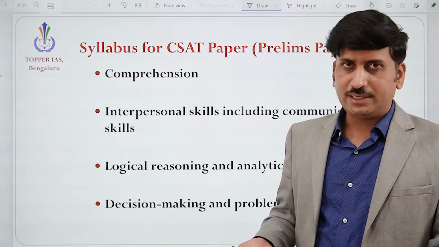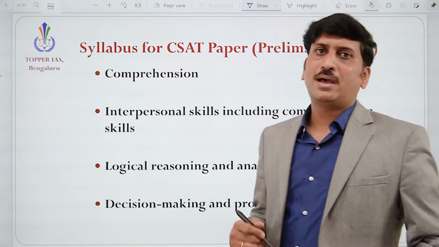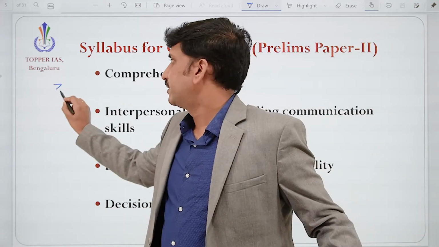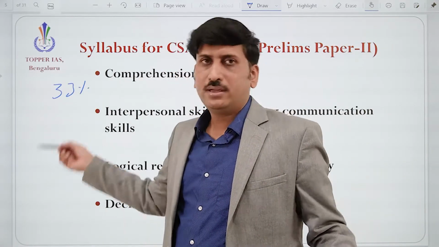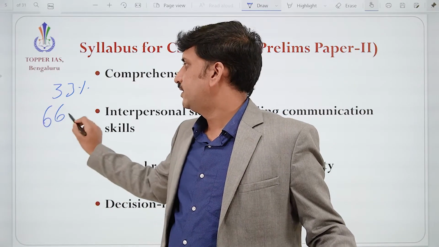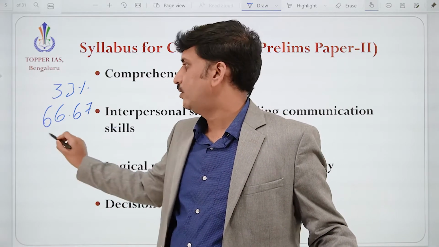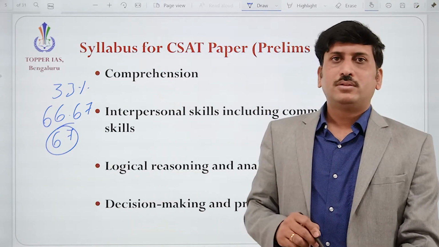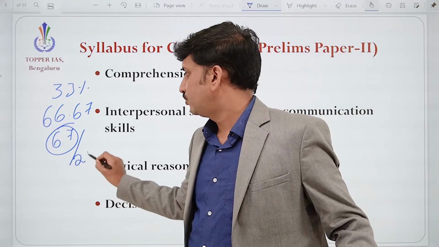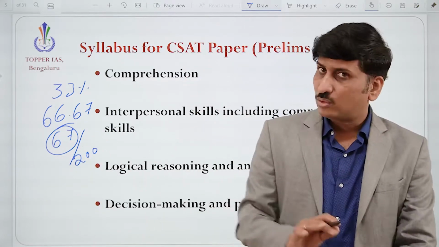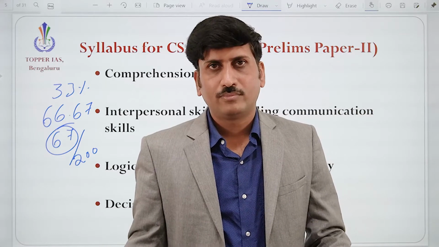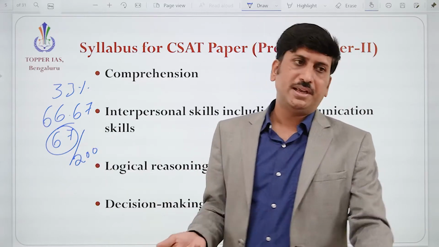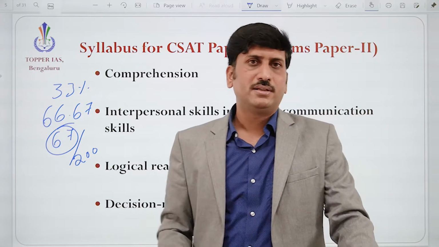And we all know the minimum marks required to qualify in this paper is 33%. Marks-wise, that is 66.67, so you can take it as 67 marks. Out of 200, if you are able to score 67, that means you are qualified in the CSAT paper. Sir, what is the use of scoring 100, 120? When we are able to score 67, that's enough, right?